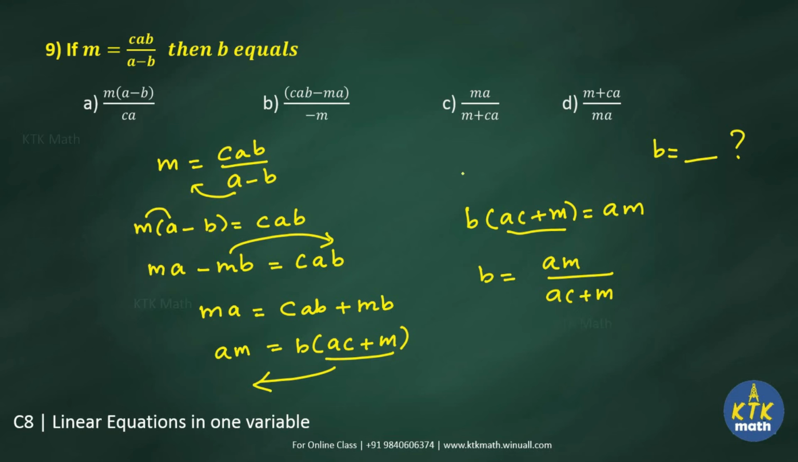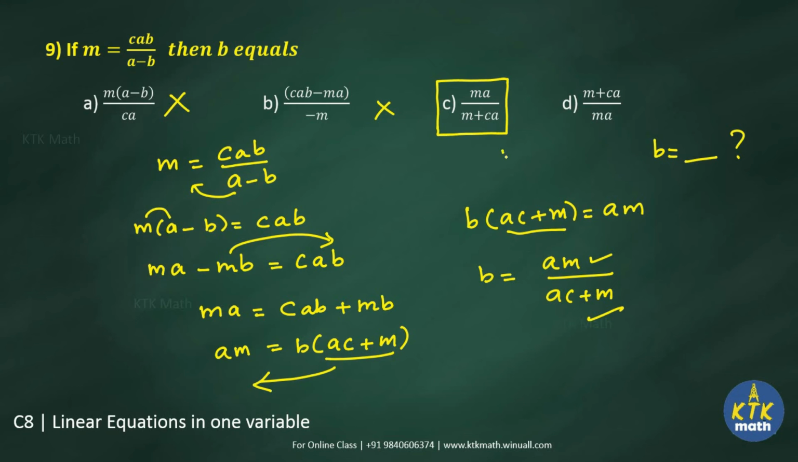So you just check the options. This is not, negative is given, negative is given. Yeah, I guess this one is C, right? So MA, but here it's AM, not a matter. So M plus CA, M plus AC, yeah, correct. So option C is your correct answer.